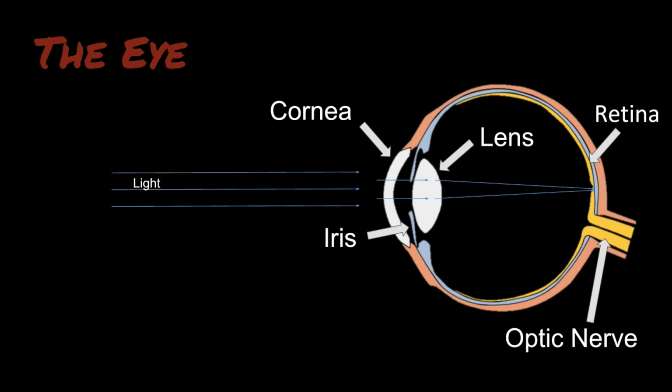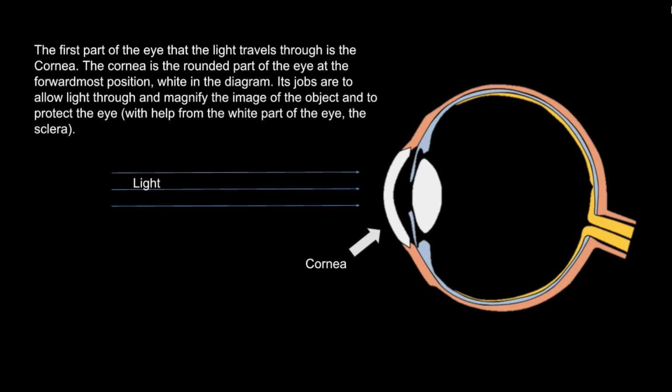My topic for presentation was the human eye, a mechanism in our body that takes light in and uses that light to form an image based on whatever light was reflected off of the object that we're looking at. The first part of the eye that the light will travel through is the cornea.